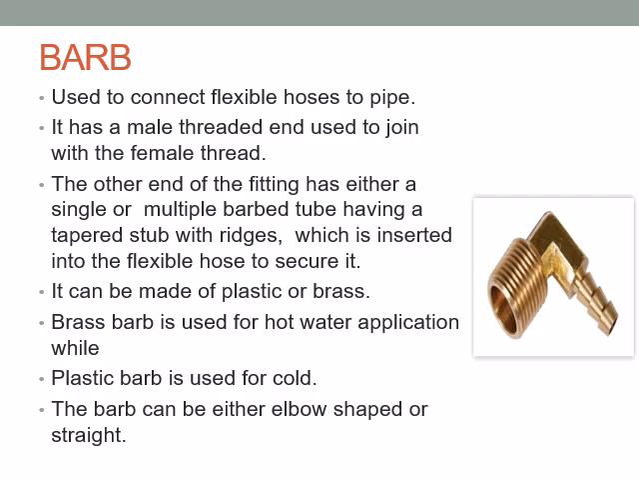Next is about the barb. It is used to connect flexible hoses to the pipe. It has a male thread end used to join with the female thread. The other end of the fitting has either a single or multiple barbed tube, a tapered stub with ridges, which is inserted into the flexible hose to secure it. It can be made of plastic or sometimes brass. Brass barbs are used for hot water applications while plastic is used for cold water applications.